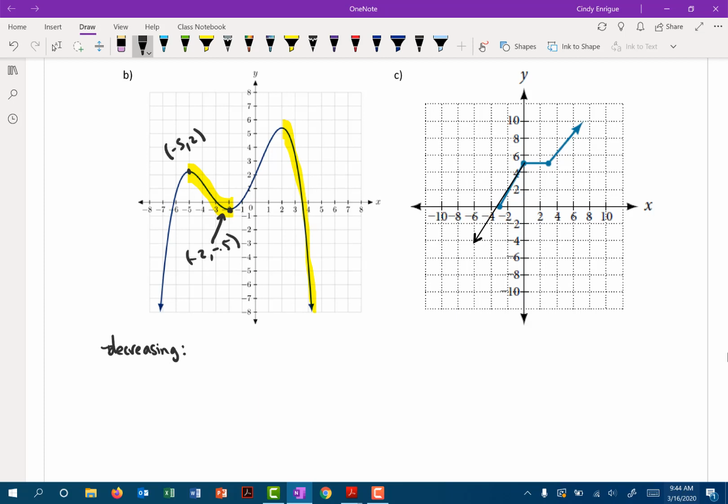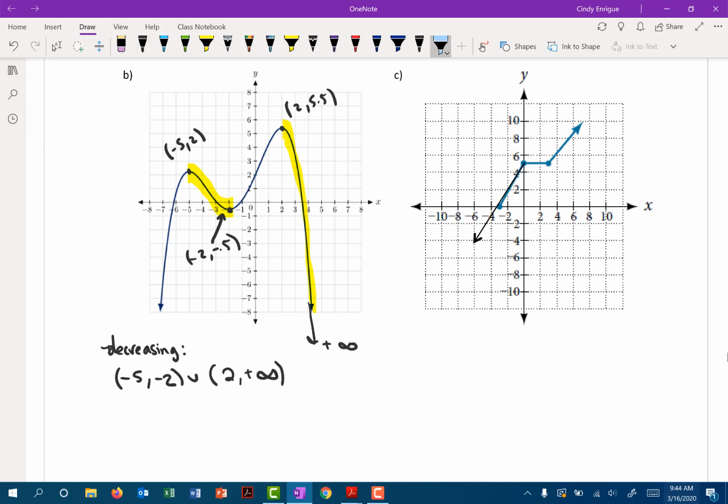The y value doesn't matter much. The x value is what matters the most. And over here we have a 2, maybe like a 5.5. And over here, this is going off towards positive infinity. So now I can identify my decreasing intervals. I'm going to go from -5 to -2. And then the second yellow highlighted part, that interval is represented by 2 to positive infinity.